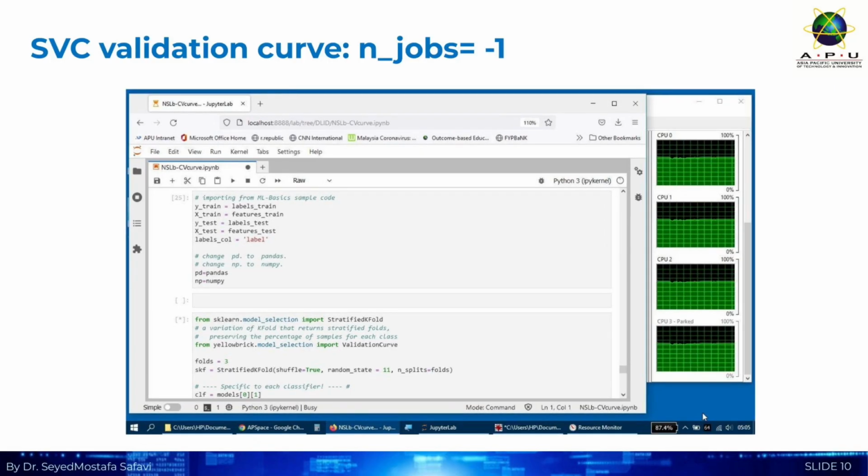Now for the power-up. nJobs equals -1. This is the all hands on deck setting. It tells the system to use all available cores for the SVC validation curve analysis.